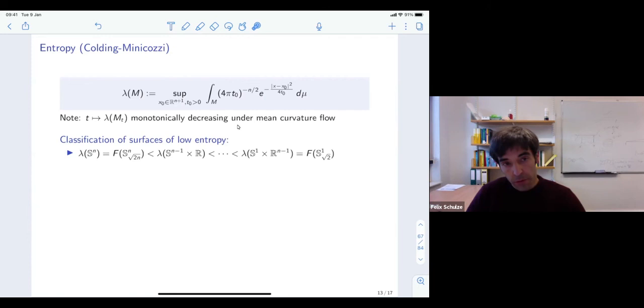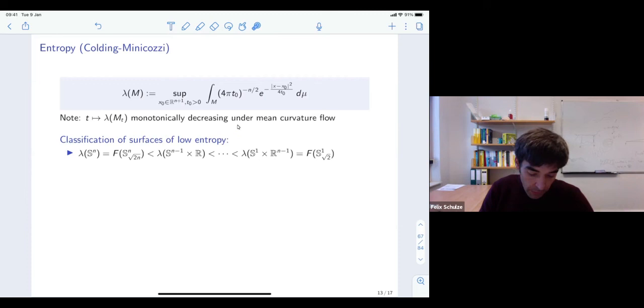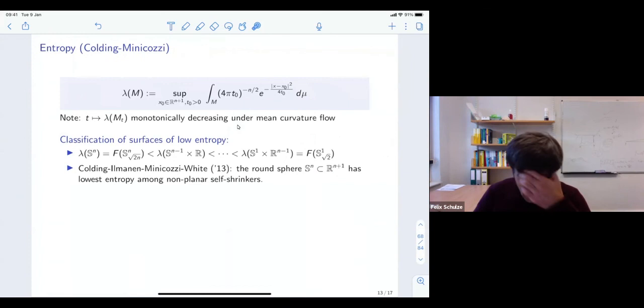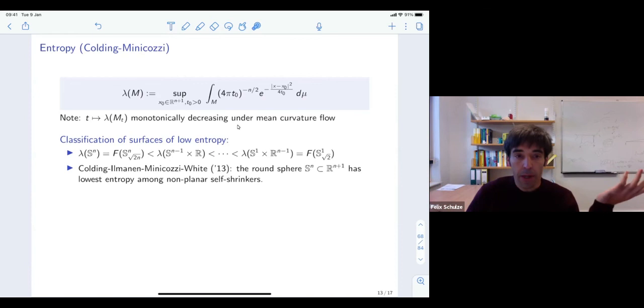If you look at shrinkers, you can, for example, look at the most basic ones, the stable ones. You can check, okay, the lowest one is the plane, which has entropy 1. And the next one is the round sphere. Then you get a cylinder with 1 straight direction, until you get the cylinder with n minus 1 straight directions with the highest entropy. So this is the most symmetric case, and this gets less symmetric until here. Now, there's a work of Colding-Ilmanen-Minicozzi-White, which shows that you don't only compare with other cylinders, but actually the round sphere has lowest entropy among all self-shrinkers if you disregard the plane. So in some sense, if you disregard the plane, this has the least complexity, which is reasonable.